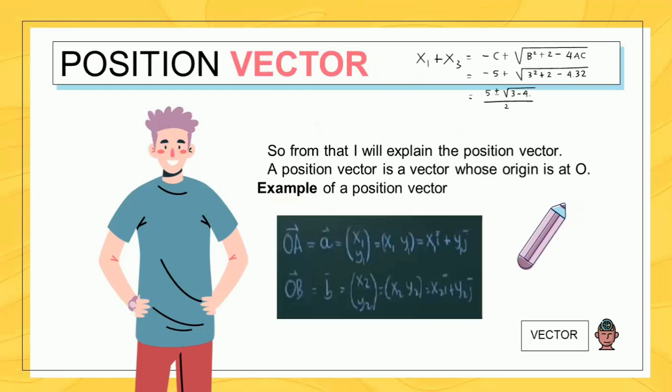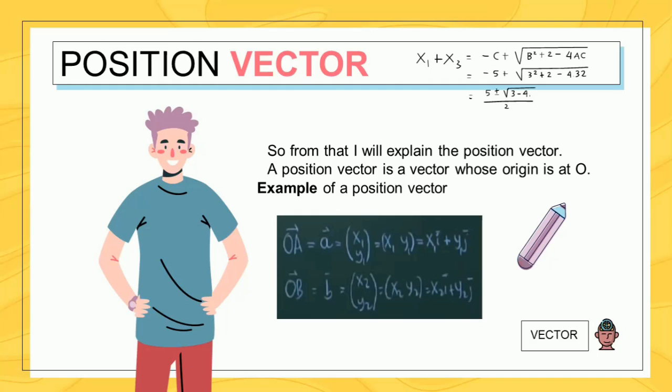Position vector. Friends all, now we will learn the components or elements of a vector and how they relate to the coordinates in the previous Cartesian diagram. So from that I will explain the position vector. A position vector is a vector whose origin is at O. So here is the vector OA, written as a lowercase a with an arrow above it. Similarly, OB is indicated by a lowercase b.